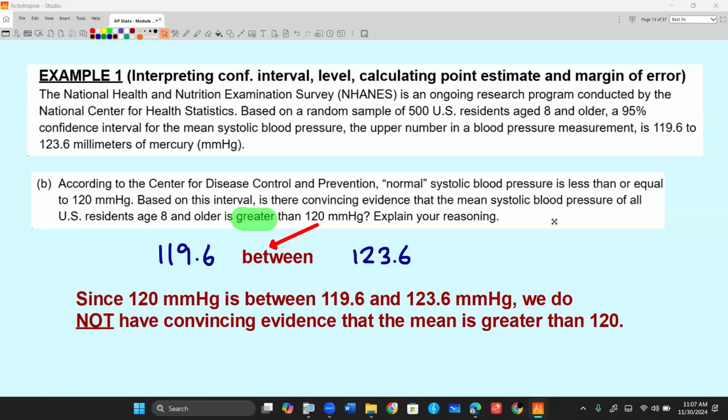I would say since 120 millimeters of mercury is between 119.6 and 123.6, we do not have convincing evidence that the mean is greater than 120. If the entire interval were below 120, then we would.